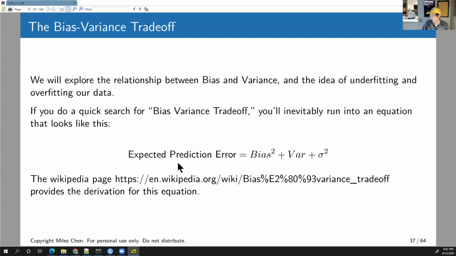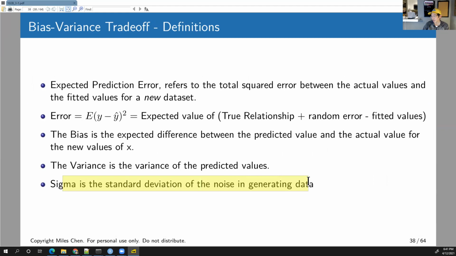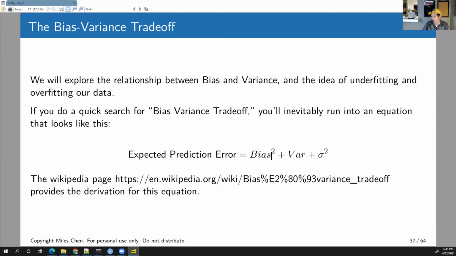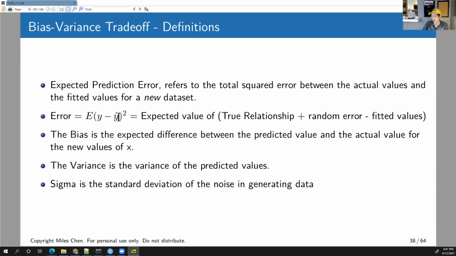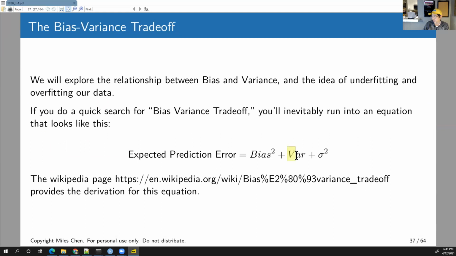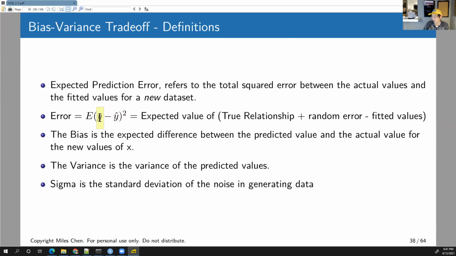Okay, let me see if I can whip through this bias variance trade-off quickly. I know I've got like 10 minutes to get through 30 slides here, but I think I can do it. Okay, basically bias squared plus variance plus sigma squared, where sigma squared is the variance of the noise in the generating data. Bias is how much your expected value is off from the true value in the population. I'm sorry, not the coefficient, the predicted value and the actual value. Variance is the variance of the predicted values, and sigma is the standard deviation of the noise in the generating data.